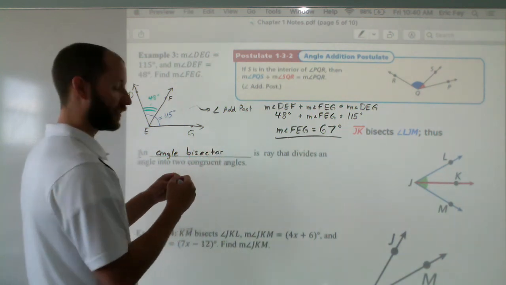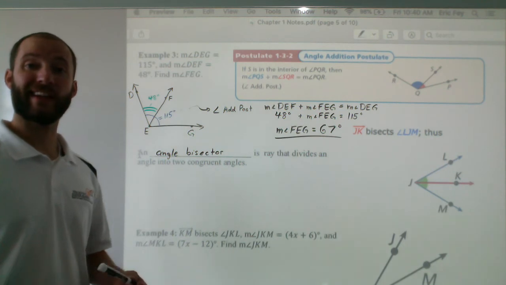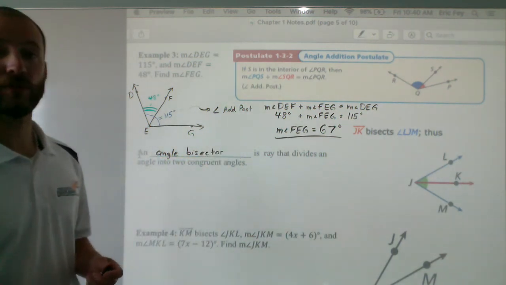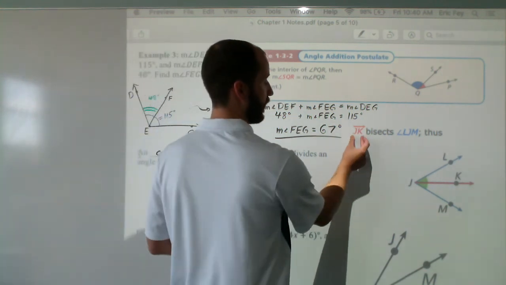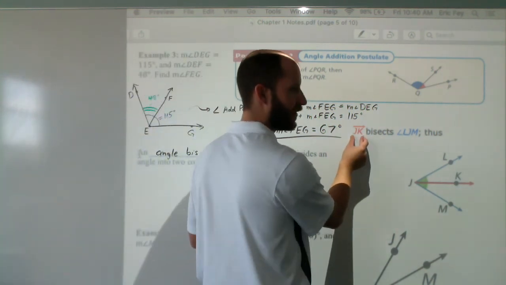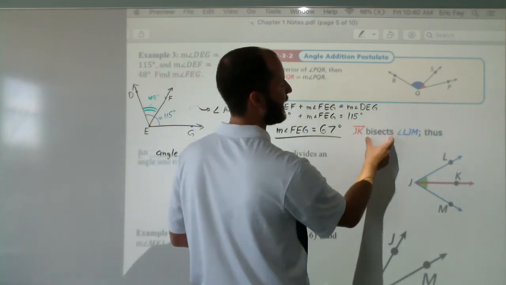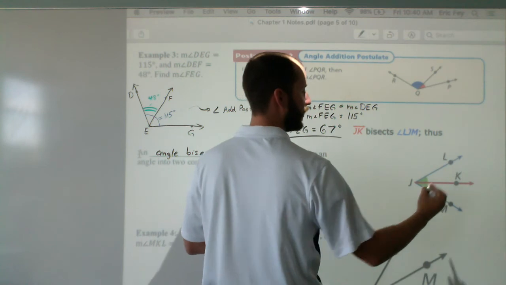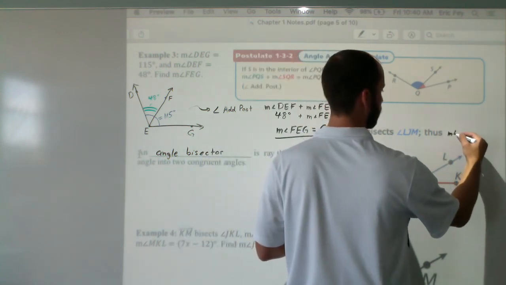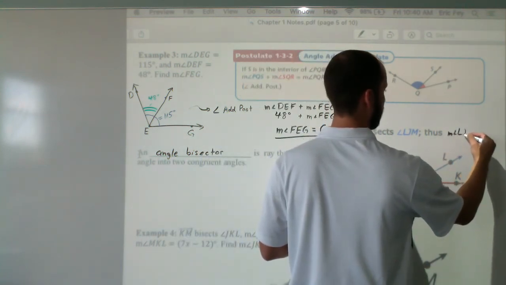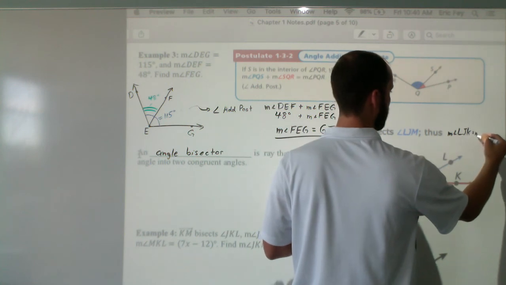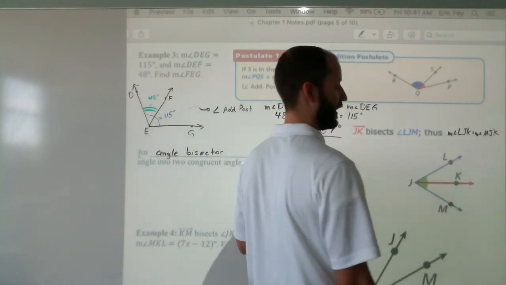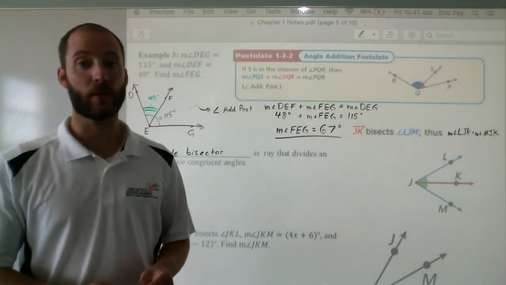If you can divide angles up, it's entirely possible that you cut it right in half. An angle bisector is a ray that divides an angle into two congruent angles. So ray JK bisects angle LJM. Therefore, thus, the measure of angle LJK would be equal to the measure of angle MJK. Those two halves are going to be equal to each other.